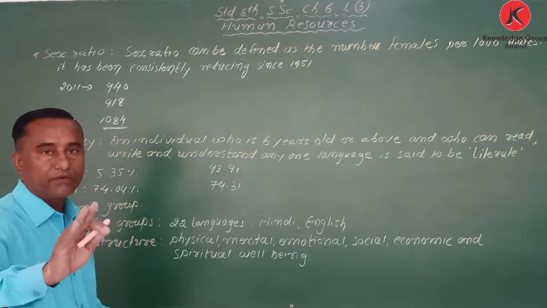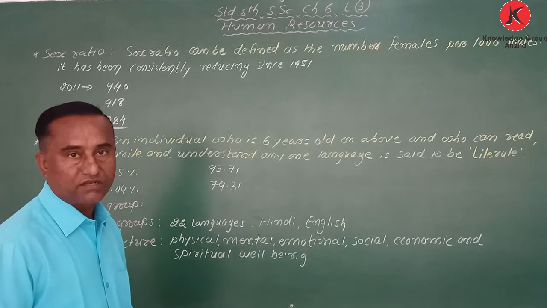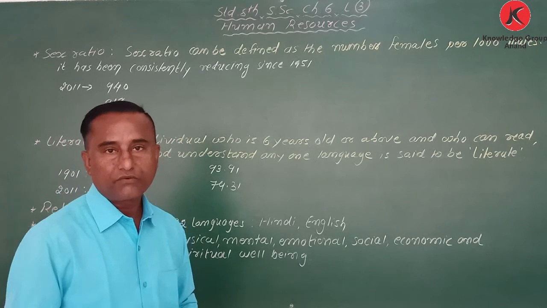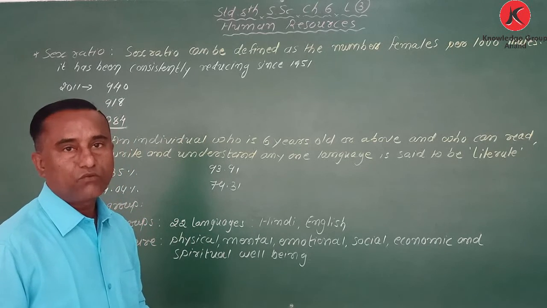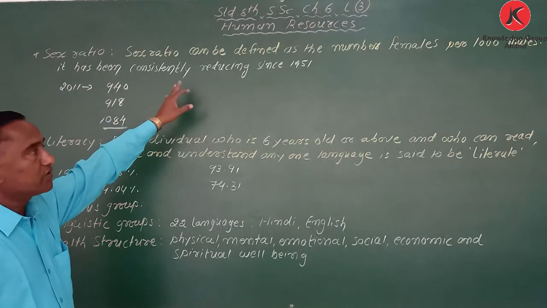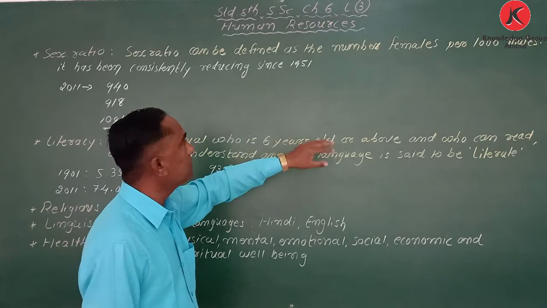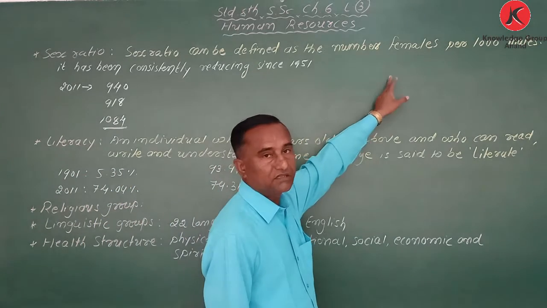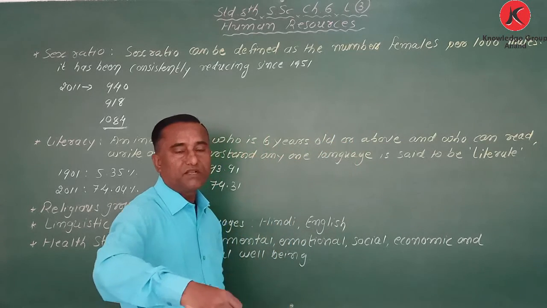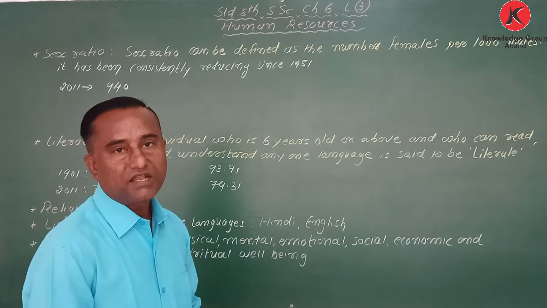My dear student, what happened in 2011? 2011 was the last census, and this year we again have counting. Okay, we'll see what comes. So what is called sex ratio? Sex ratio can be defined as the number of females per thousand males. How many females are there per thousand males? That is called sex ratio.